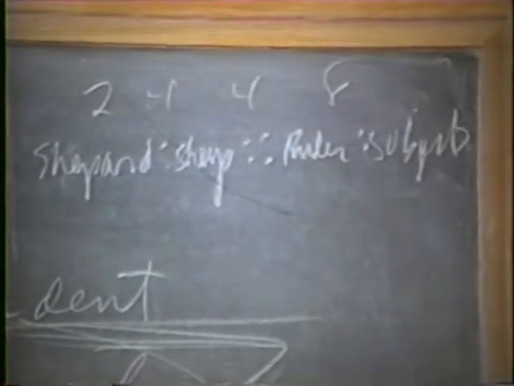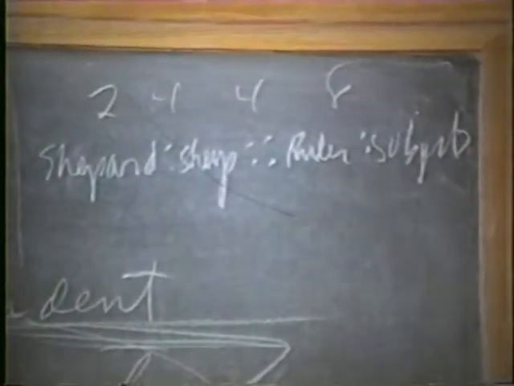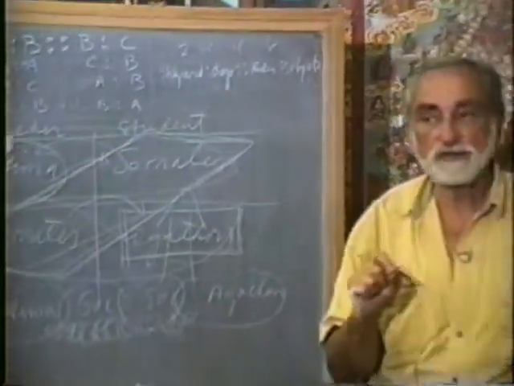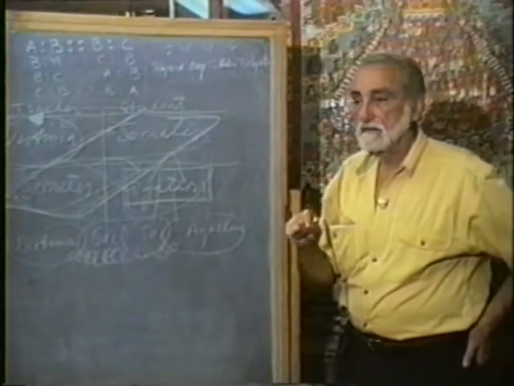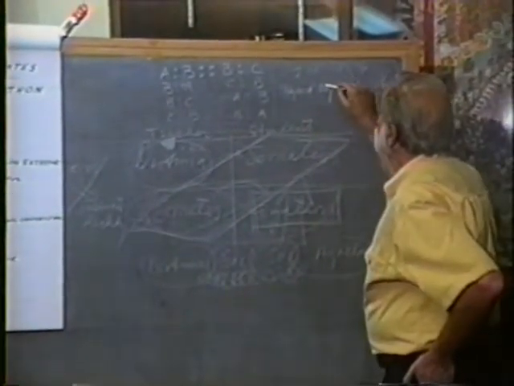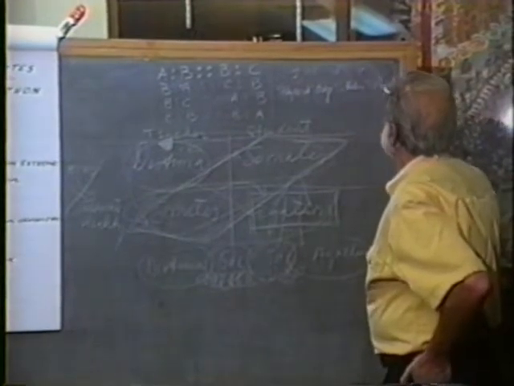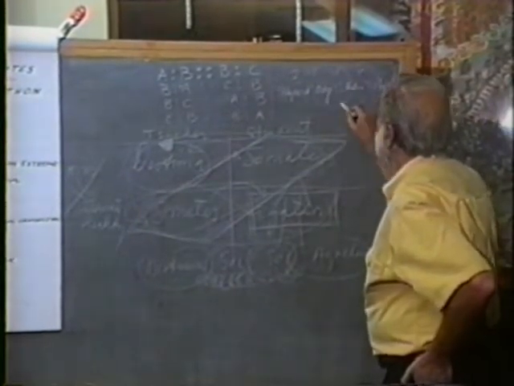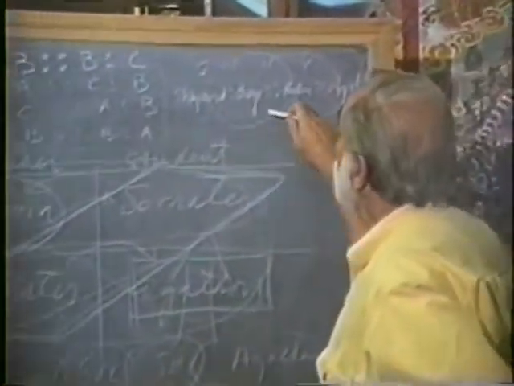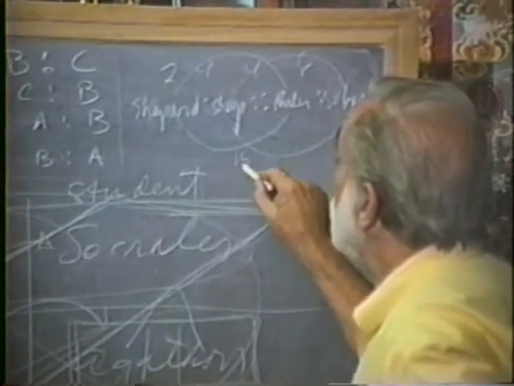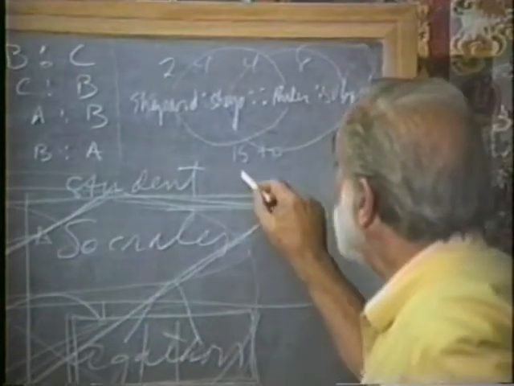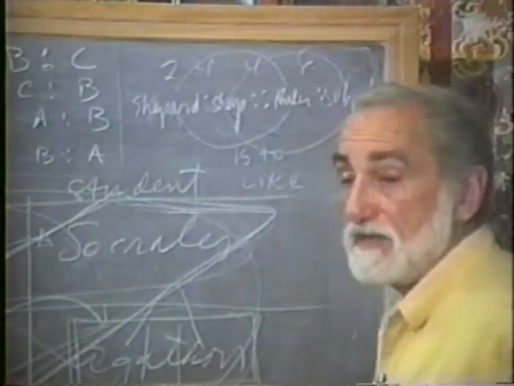A likeness in philosophy is taking the four terminology, expressing the alternate terms with the word like. Therefore, I can say, a shepherd is like a ruler. Sheep are like subjects. I can say subjects are like sheep and rulers are like shepherds. What do I do? I select the alternate terms, and instead of using "is to," I take it out and I substitute the word like, and that's a simile.